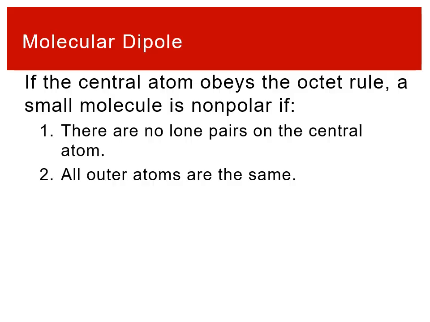Okay, so when it was just 2 atoms in the molecule, we just looked at whether they are the same or different, like HCl was. But in this case, we can just look at whether there are no lone pairs on the central atom and all outer atoms are the same. Both of those must be true in order for a molecule to be nonpolar.